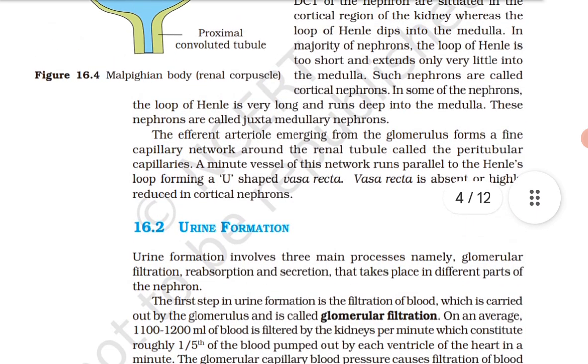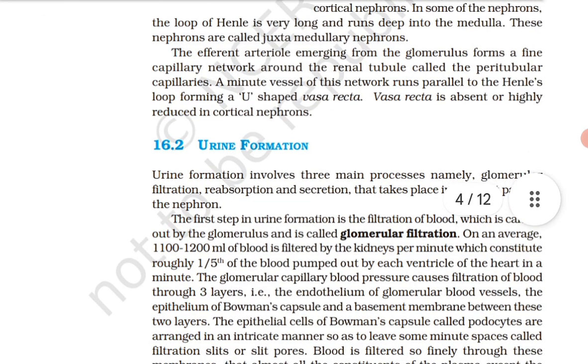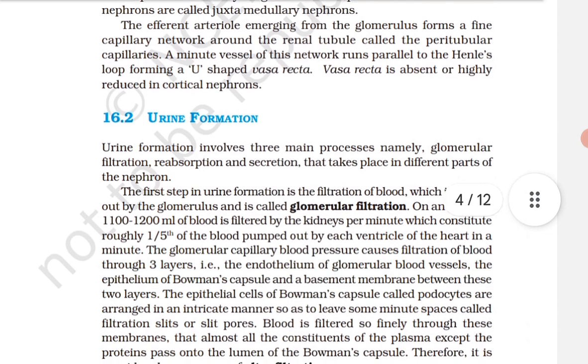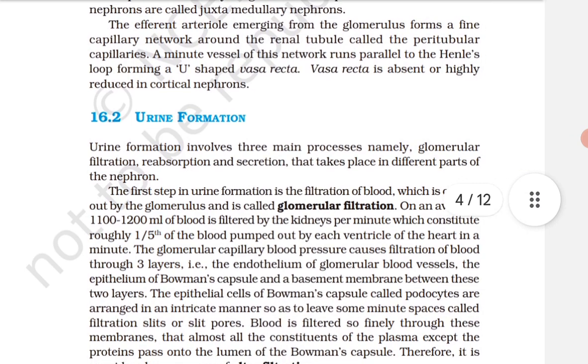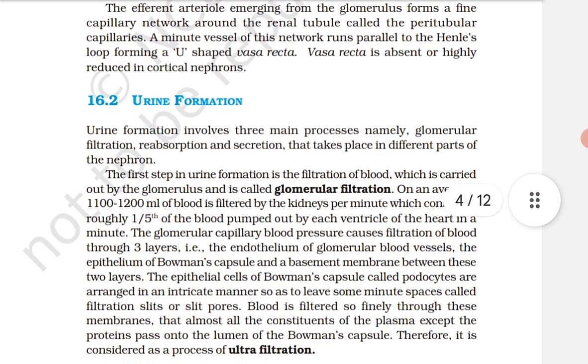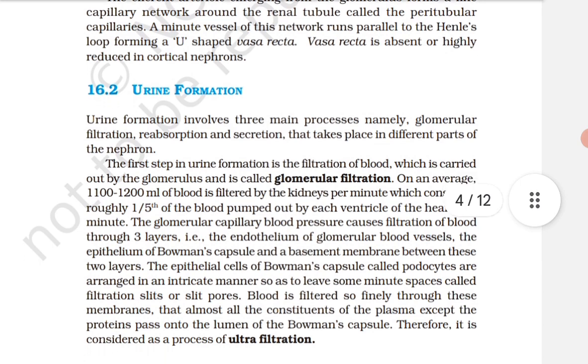So next is urine formation. We are starting. Urine formation involves three main processes, namely glomerular filtration, reabsorption and secretion, that take place in different parts of the nephron. The first step in urine formation is the filtration of the blood, which is carried out by the glomerulus and is called glomerular filtration. On an average, 1100 to 1200 ml of blood is filtered by the kidney per minute, which constitutes roughly 1/5 of the blood pumped out by each ventricle of the heart in a minute.